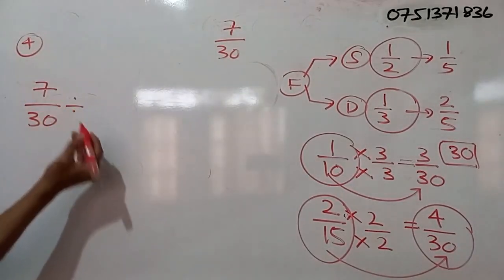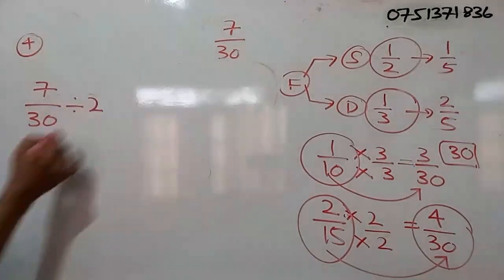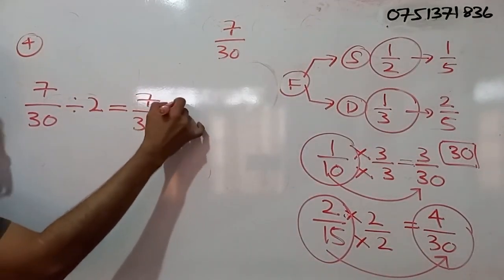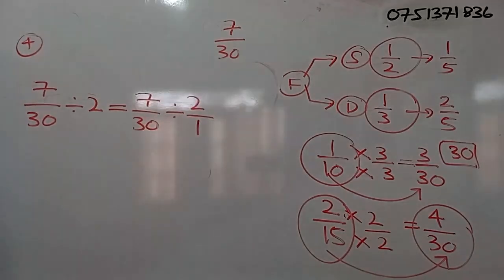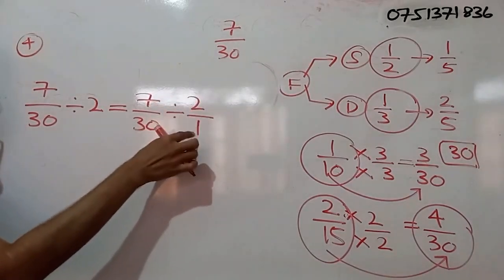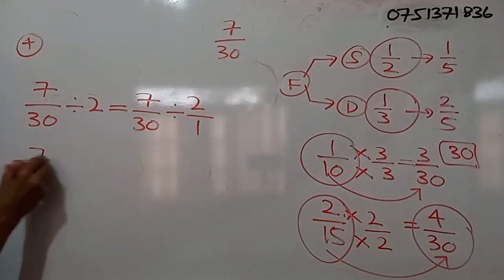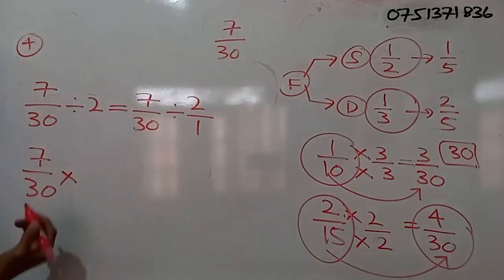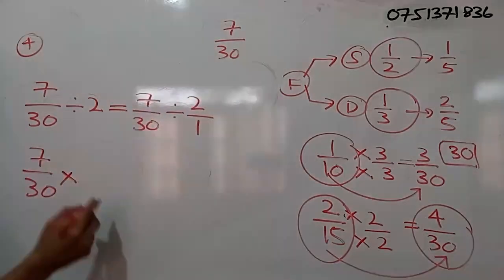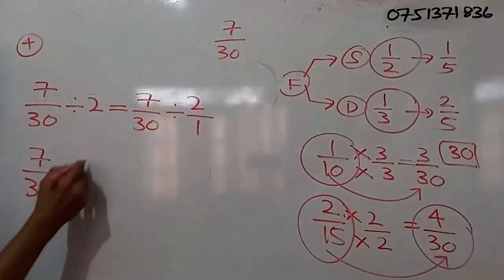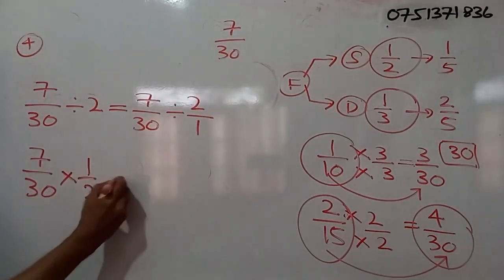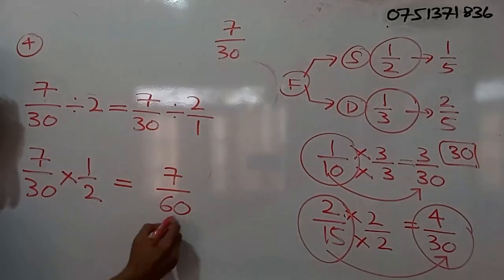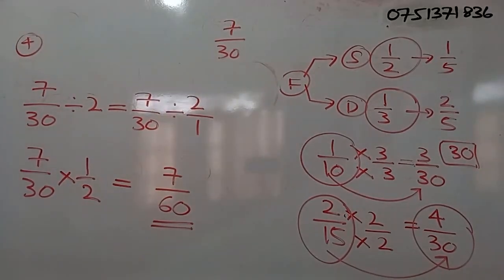We have to divide it by 2. Now we know how to do this. 7 by 30 divided by 2, we put a 1 under the 2. Now 7 by 30, we replace the division with a multiplication, then flip the fraction, so 1 by 2. Numerator into numerator, we know that is 7. Denominator into denominator, we know that is 60. So this is the answer.